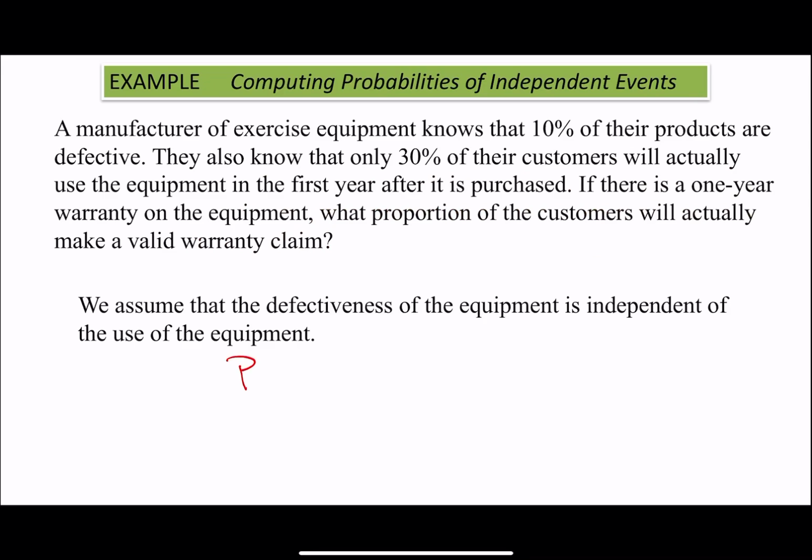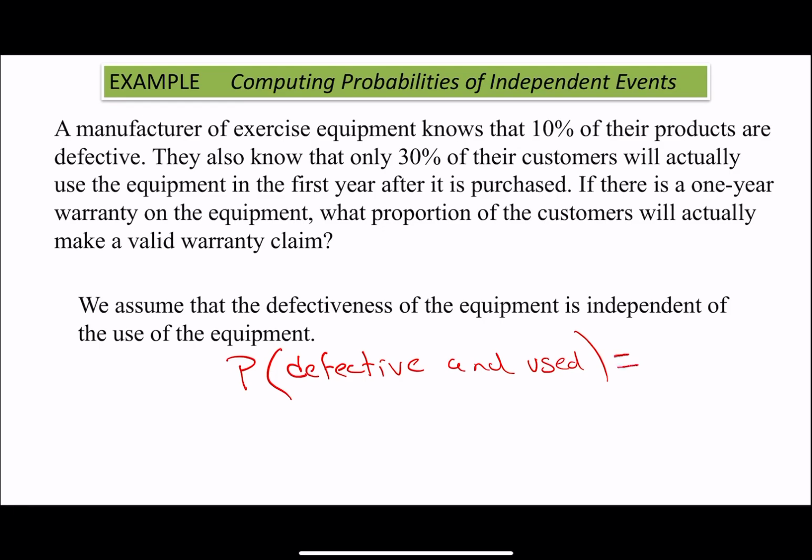So it's the probability that it is defective and used. So it's used by the customer and it's defective. Go ahead and give that one a shot and see if you can figure it out. Pause and give that a shot and come back.